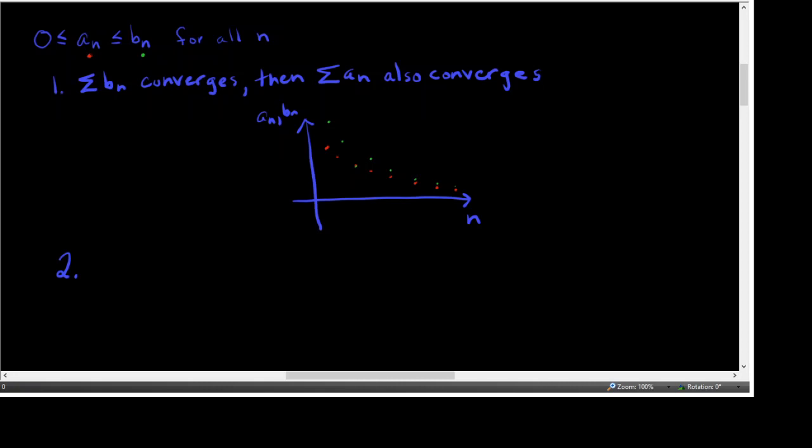Okay. Now the second one is, and they're going to switch roles here, I believe. Oops, I forgot to write if. My bad. If the series for a sub n diverges, then the series for b sub n also diverges.